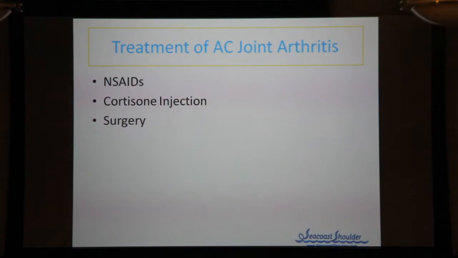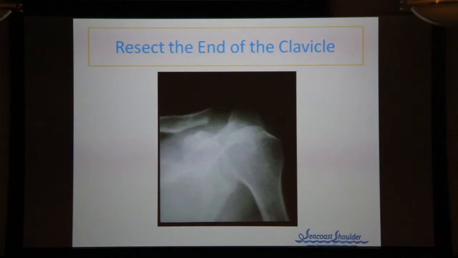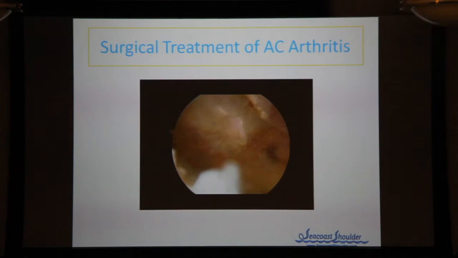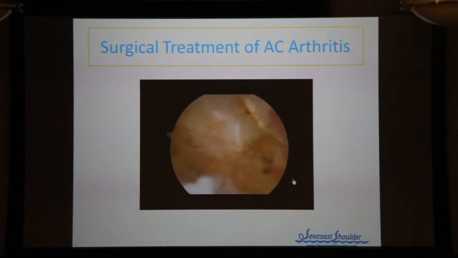So for arthritis that affects the AC joint up on top, again, anti-inflammatories, cortisone. I don't find physical therapy particularly helpful for this. I find cortisone injections very helpful for arthritis of the AC joint. And then surgery. And what the surgery is, in this case, we resect the end of the clavicle so the two bones don't rub against each other.